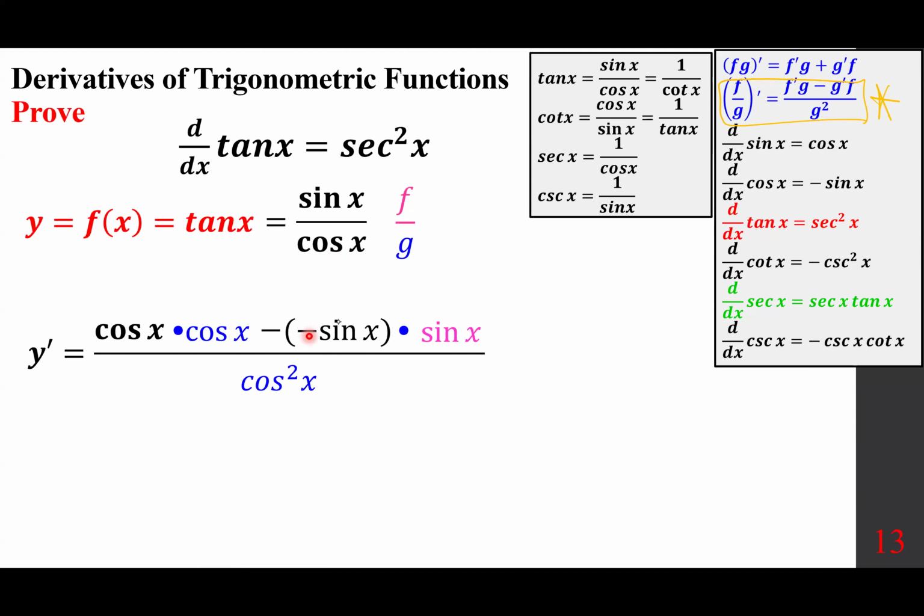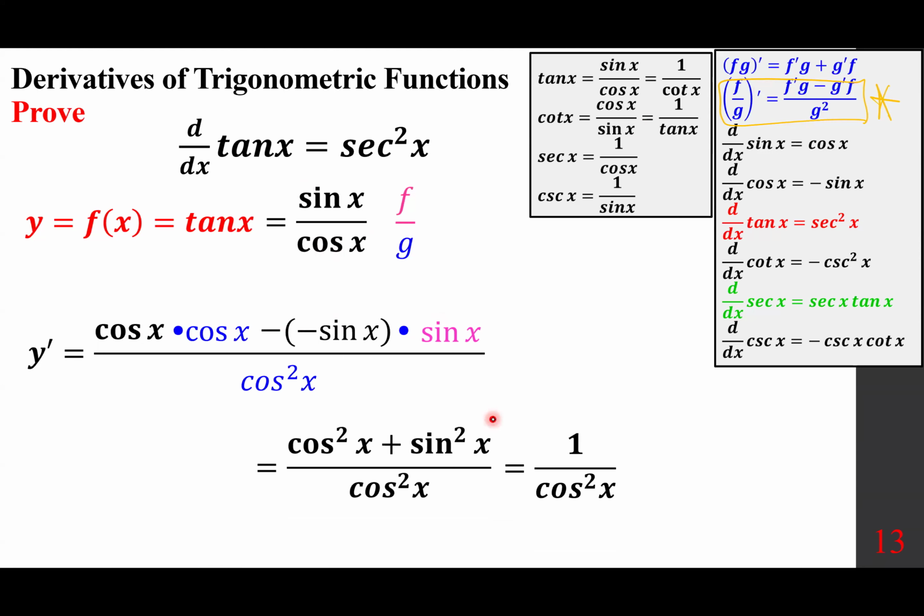So you're looking at cosine squared plus sine squared. That's one of those Pythagorean identities. In the numerator, they add up to 1 over cosine squared x. So if 1 over cosine is secant x, then 1 over cosine squared must be secant squared x. And that's the proof. The derivative of tan x is secant squared x. That's what we wanted to prove.